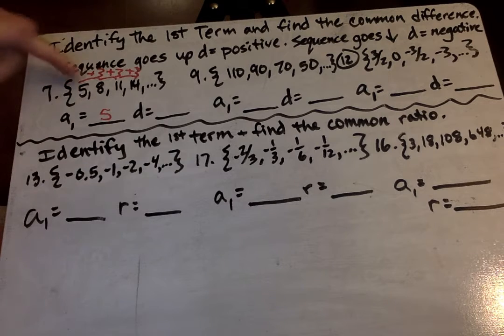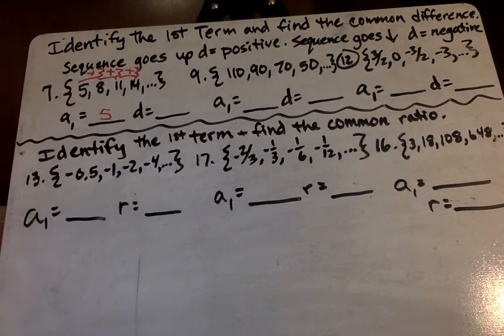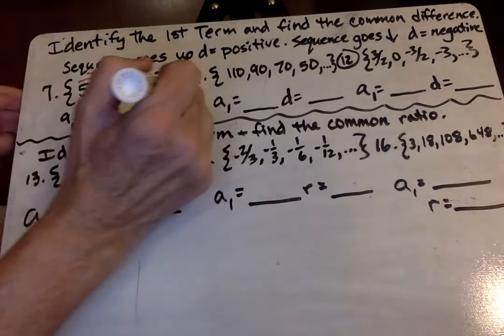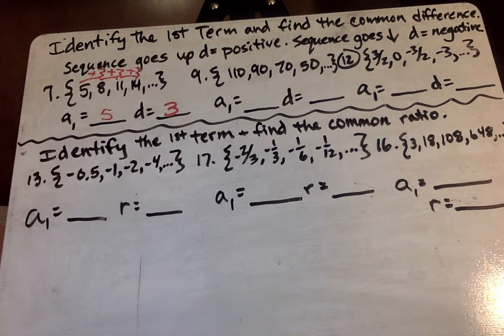Now, we need to test each one of these because if this had been 15, then it wouldn't have been an arithmetic sequence. So the D here is 3. Because positive 3 is what you're adding each time. Okay? Now, we're going to go on to number 9.